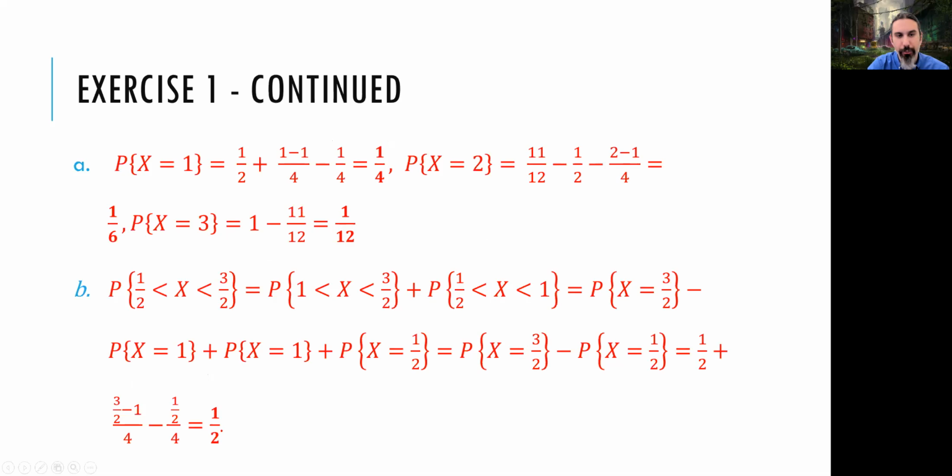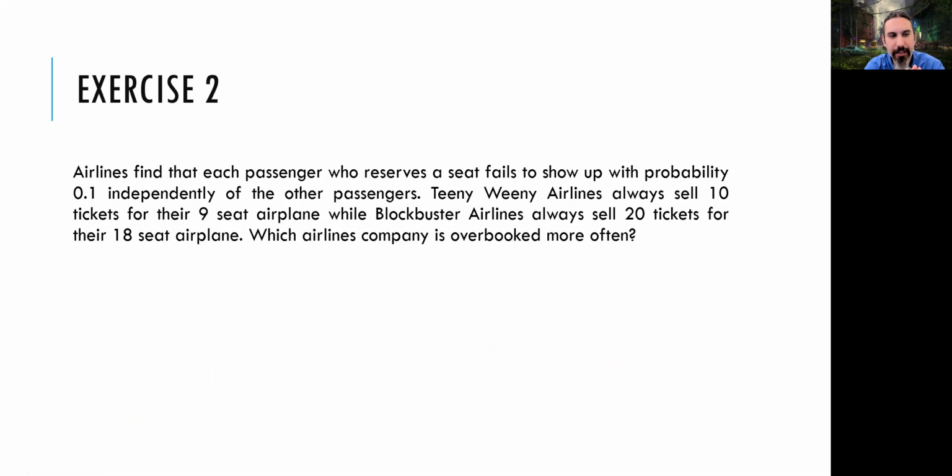So exercise 2. Airlines find that each passenger who reserves a seat fails to show up with probability 0.1 independently of the other passengers. Teeny-weeny airlines always sell 10 tickets for their 9-seat airplane, while Blockbuster Airlines always sell 20 tickets for their 18-seat airplane. Which airlines companies overbook more often?